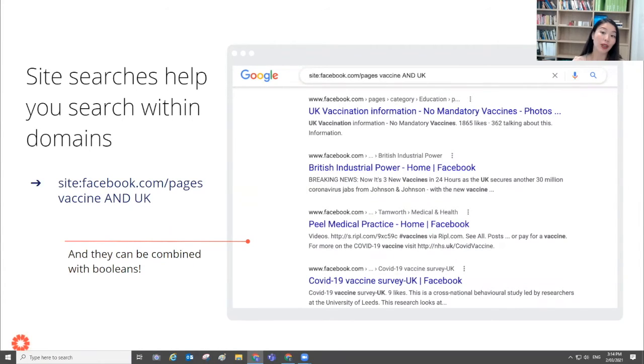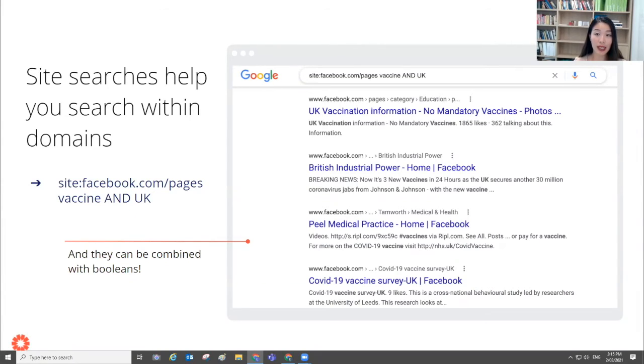And let's say you want to search for something on Facebook. Actually, Facebook's native search function is pretty difficult to use. So even if you put in some keywords or, it's quite hard to find exactly what you're looking for. But a workaround here is to search for content on Facebook through Google using a site search. For example, if you want to search for Facebook pages related to vaccines in the UK, you can do this by writing a search query that says site:facebook.com/pages, and then add a space, and then write in your search term.